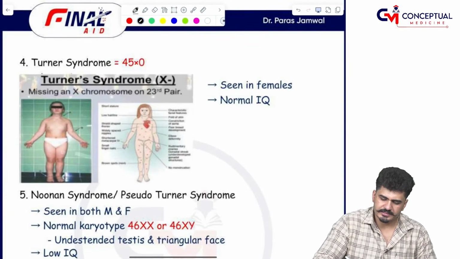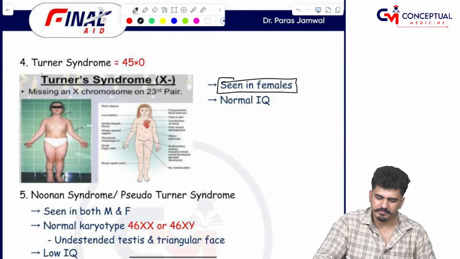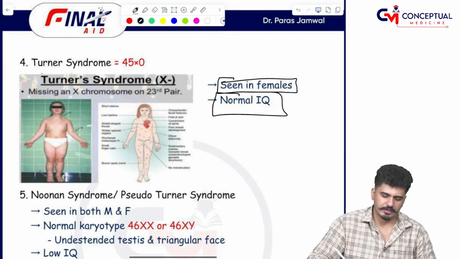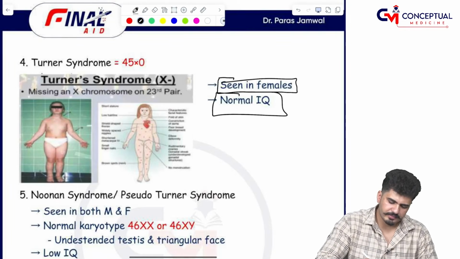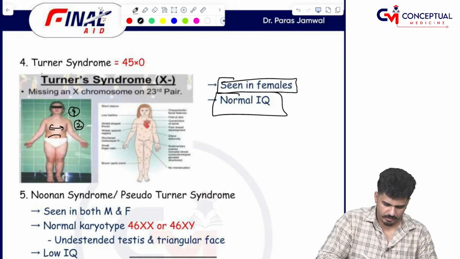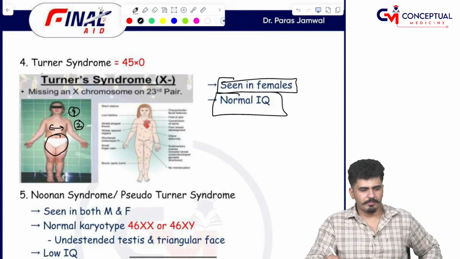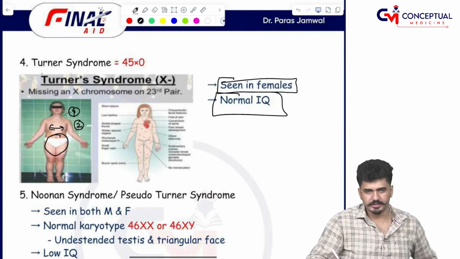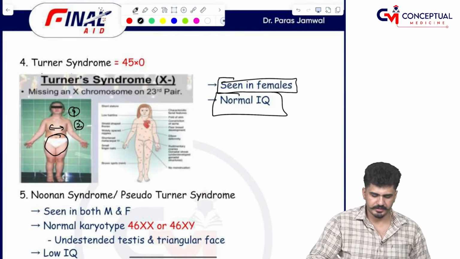Turner syndrome, 45XO. Sir, this is seen in females with normal IQ. What is going to happen? There is going to be a webbed neck, broad widely spaced nipples, shield chest, abnormal menstruation with normal IQ. This will suggest to you Turner syndrome.